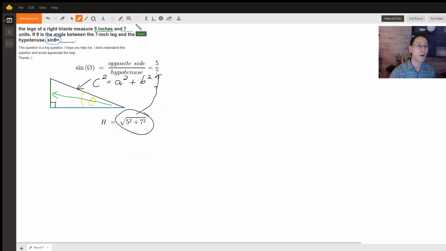So to put it all together, we now know that the sine of the angle is equal to the opposite side length 5 divided by the length of the hypotenuse, which we've now figured out is the square root of 5 squared plus 7 squared. And that is your answer, essentially, right here. You could actually enter 5 divided by the square root of 5 squared plus 7 squared into your calculator.